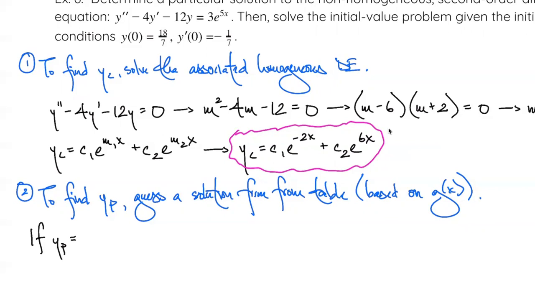Yeah, we could say that is a e to the 5x. All right, so this one's not so complicated. We're not multiplying anything. We're not even adding anything. It's literally just one right from the table. Okay.